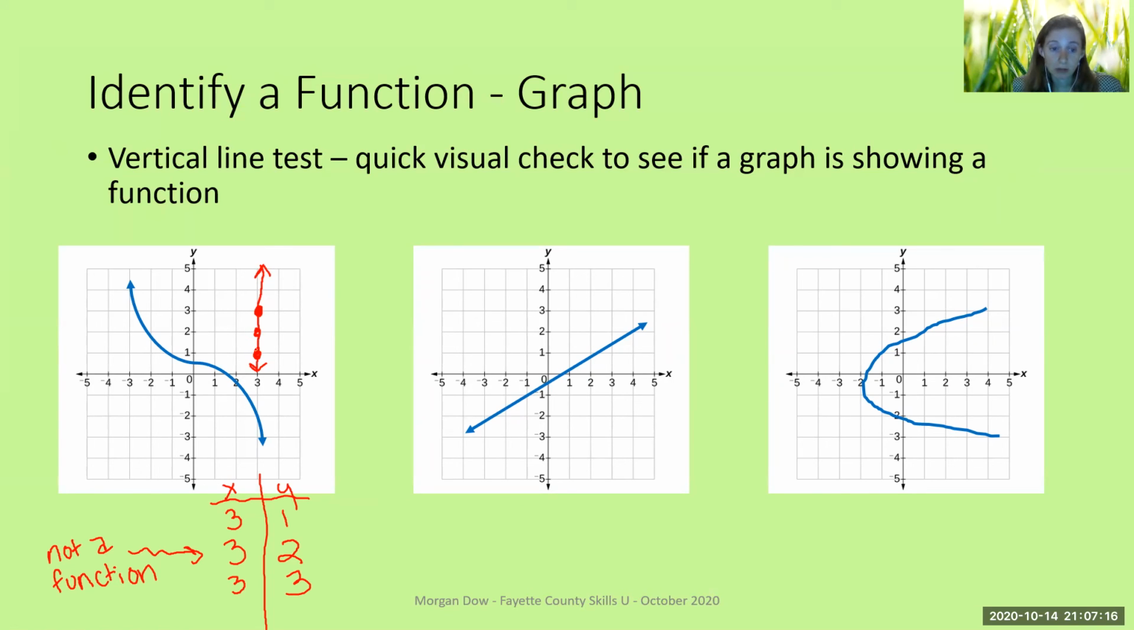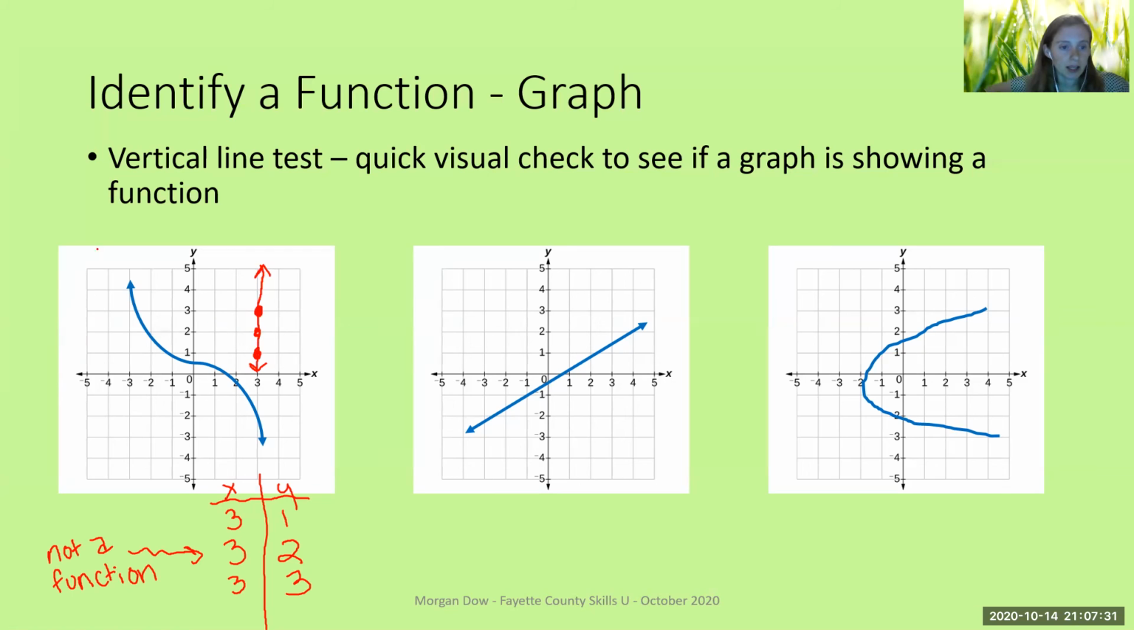So you can see here with these 3 red dots, when I draw a vertical line through it, it crosses each of those dots. So it's crossing this 3 times. So that means it's not a function.